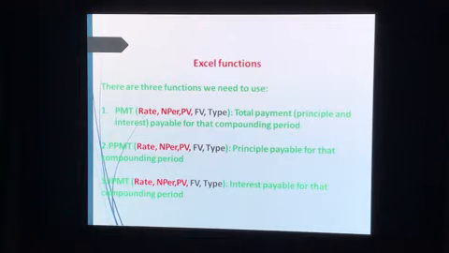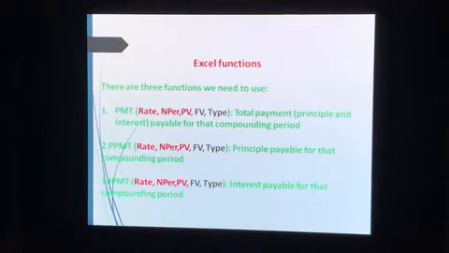For that purpose, we are required to have the rate, the interest rate, the present value, the future value, and the type of the loan, whether it follows ordinary annuity payments or annuity due. We are required to calculate the total payment, principal plus interest, payable for the compounding period. Then we need to calculate the PPMT, the principal payment payable for that compounding period, and the IPMT, the interest payment. So these are the three main things that we need.